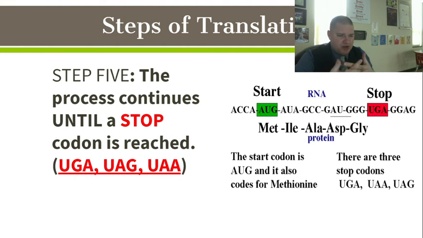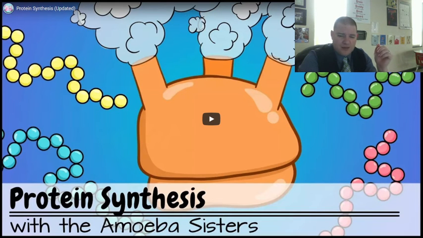And there's three of them, like I said. You don't need to memorize these because you'll always have a chart, as UGA, UAG, and UAA, but there's three of them. They don't count for an amino acid, so they're not a part of our 20 that we have. So we have 20 amino acids. They're just simply a stop. It's a stop codon.